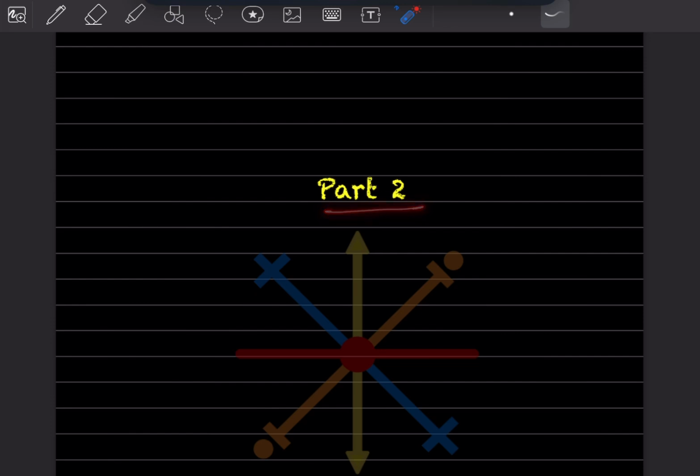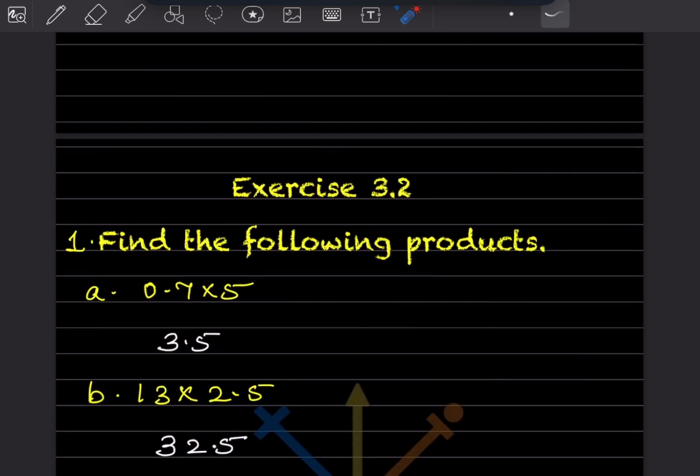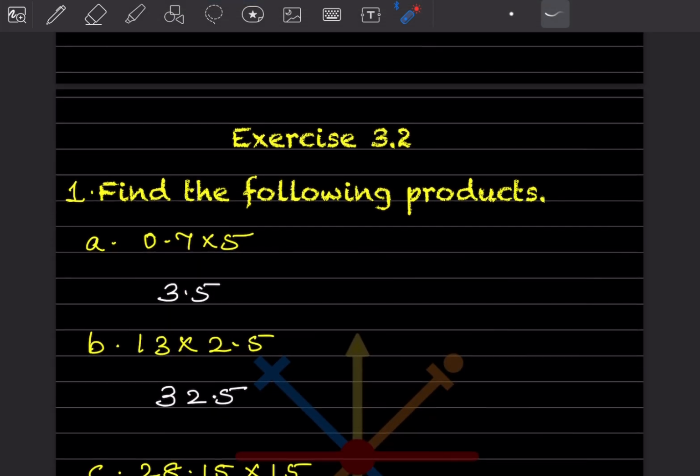So today we'll do part 2. In that we'll see exercise 3.2. Here it says find the following products. So you can see it's not just multiplication with the decimal point.